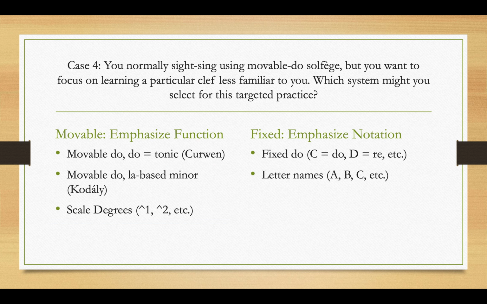Case number four. You normally sight sing using movable do solfège, but you want to focus on learning a particular clef less familiar to you. Which system might you select for this targeted practice? In this case, the best system would be letter names. Trying to do both movable do and fixed do at the same time is very, very confusing, but a movable system really won't target specifically working in a clef, say if you're working on alto clef, for example.